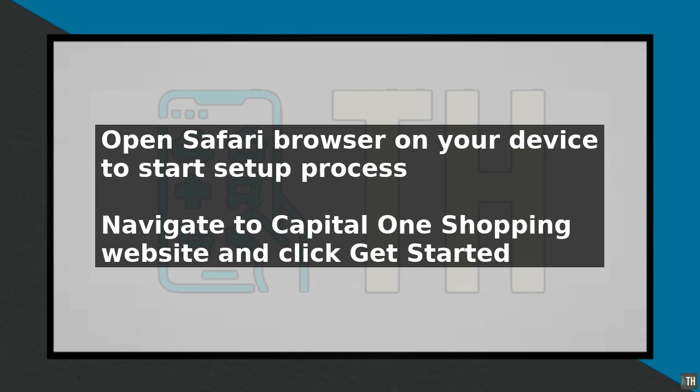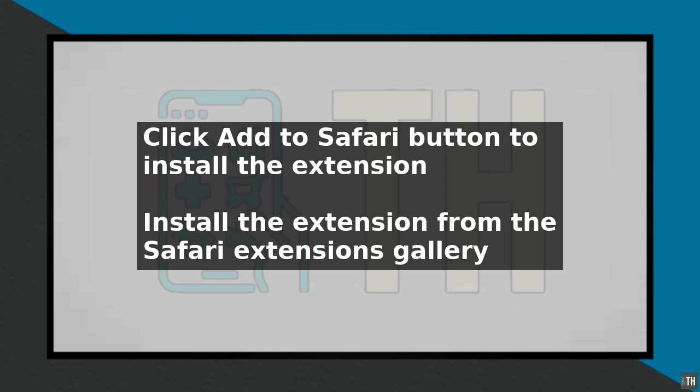Once you have logged in, click on the Add to Safari button to install the Capital One Shopping extension. This will redirect you to the Safari Extensions gallery where you can install the extension. Click on the Install Now button to add the extension to your Safari browser.